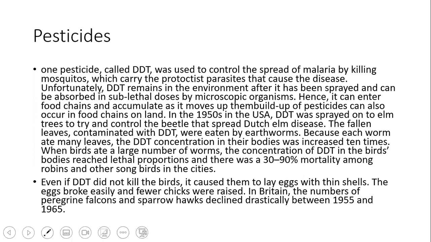Now, what actually happened because of it? This is important. What actually ended up happening is that this DDT doesn't leave the ecosystem. Once you've sprayed it, it stays within the ecosystem in small amounts, not in huge amounts. But this small amount was also bad, and it was also affecting our ecosystem. How was it affecting our ecosystem? Let me explain.